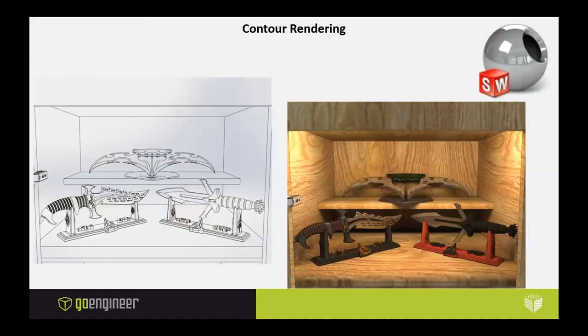All right, contour rendering. With PhotoView 360, contour rendering on the left here looks like almost a 2D drawing. And then on the right, it's overlaying the 2D drawing on our render. It's kind of like shaded with edges, except you have a rendered image, not just regular shading.